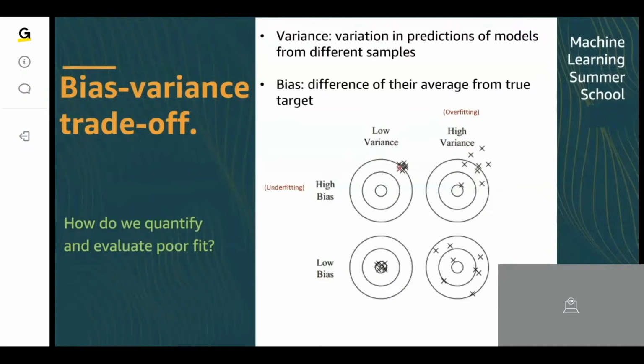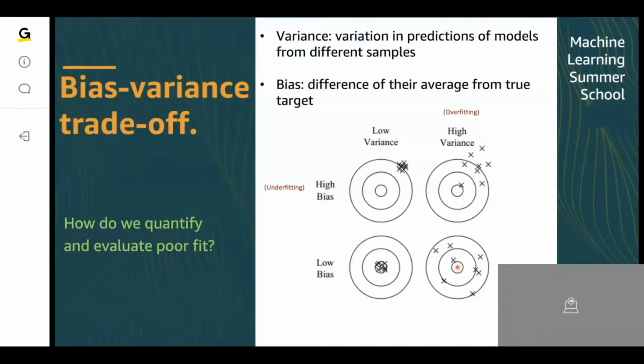What are the other two scenarios? You have low variance. They're all tightly together, but it's got a high bias. You're far from the truth. And the other case, of course, is you have very high variance, but you have low bias, which is to say they're all spread out, but they're spread out around the true value.